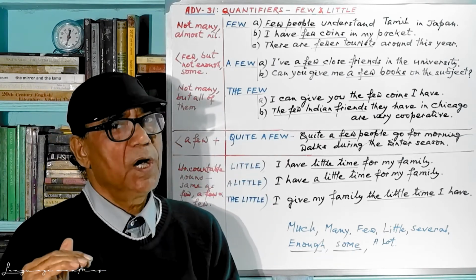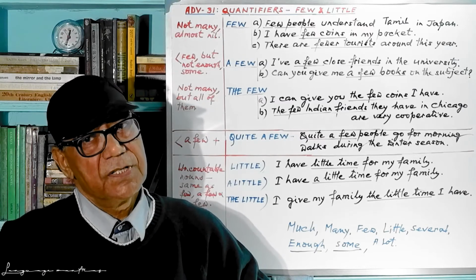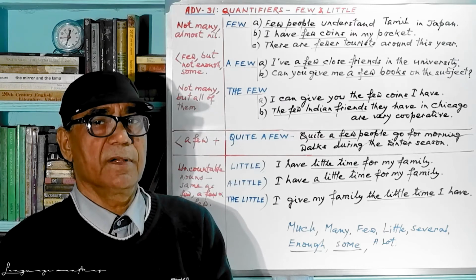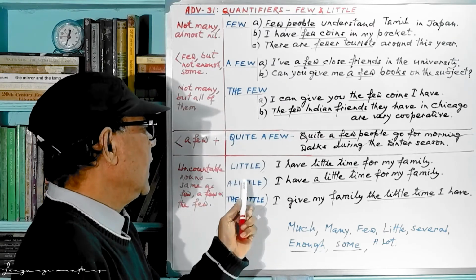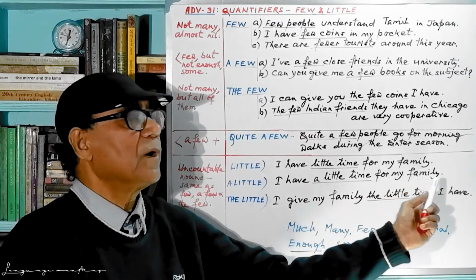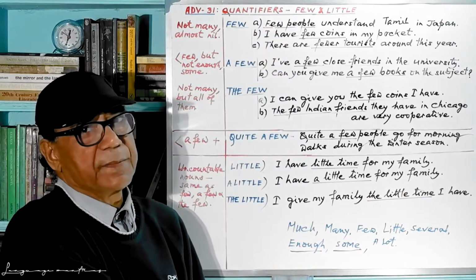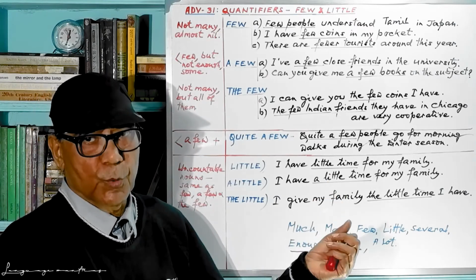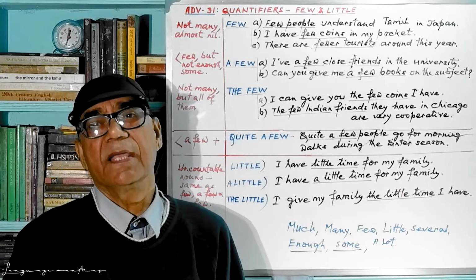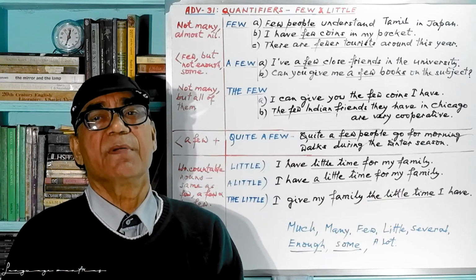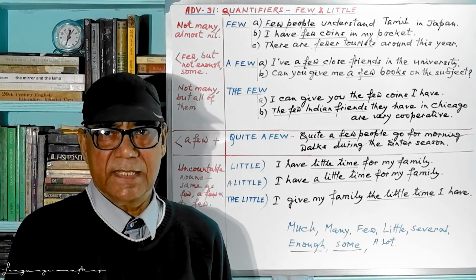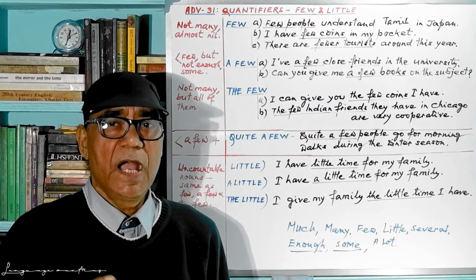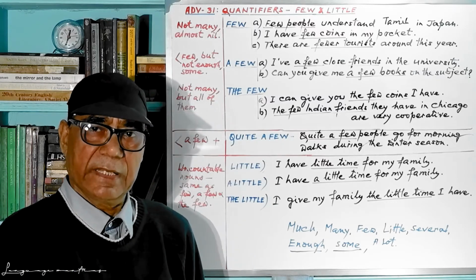Now we come to little. Little refers to uncountable noun, and it is used with singular number, right? So let's see. Little. I have little time for my family. Almost same meaning. If it is uncountable, I'll use little. If it is countable, I can use few. So I have little time for my family. That means I do not have time at all for my family. Whatever is there, that is negligible. That is not enough.